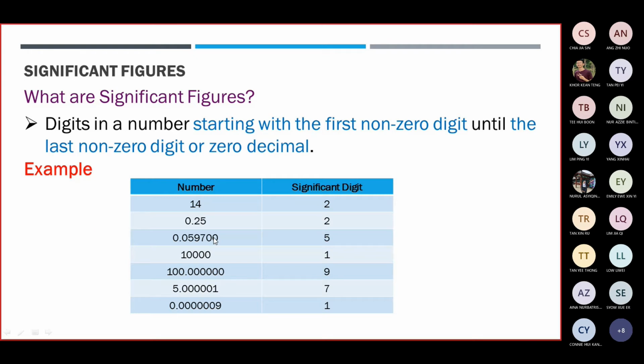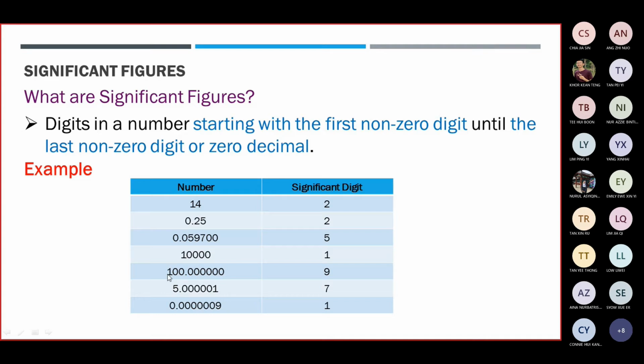Okay, all right, now look at this. It's 10,000. This figure has 1 significant digit, because right after that 1, we all got 0, so they will not be counted. So this figure has 1 significant figure or significant digit.